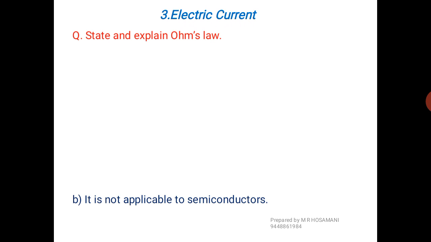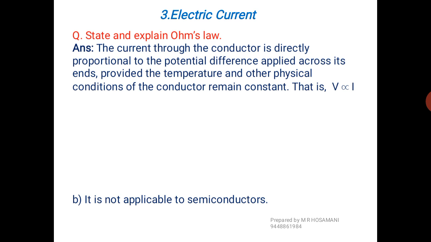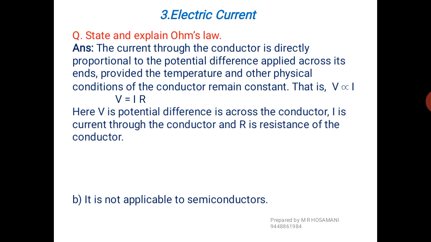State and explain Ohm's law. The current through the conductor is directly proportional to the potential difference applied across its ends, provided the temperature and other physical conditions of the conductor remain constant, that is V proportional to I. So further we can write V by I is constant, and that constant is R. Later we can write V equal to IR. Is it clear?